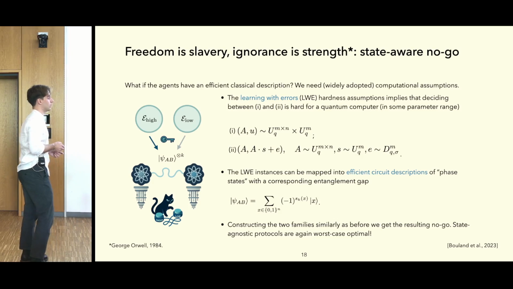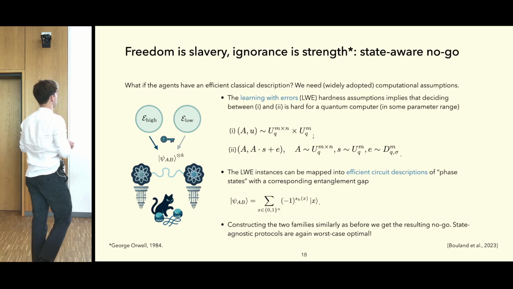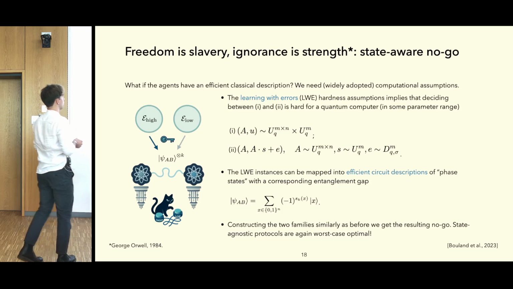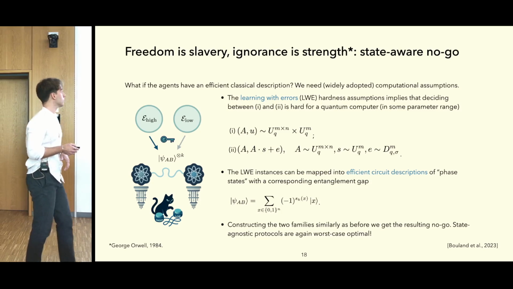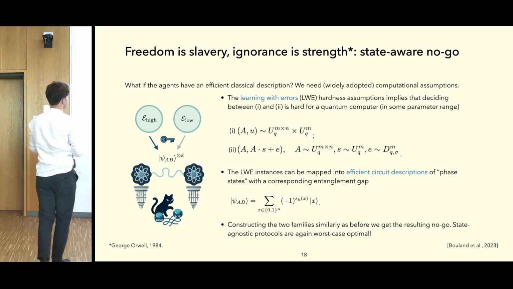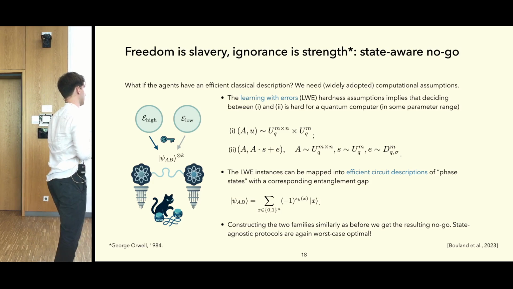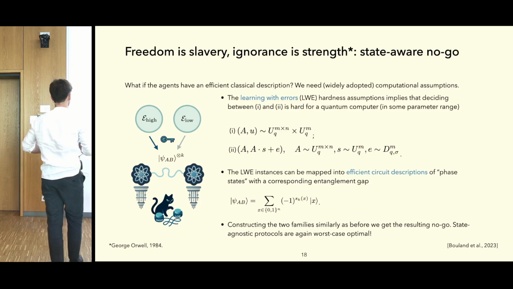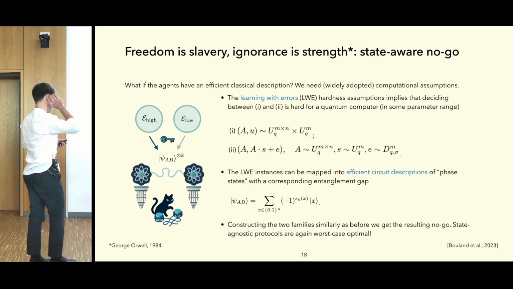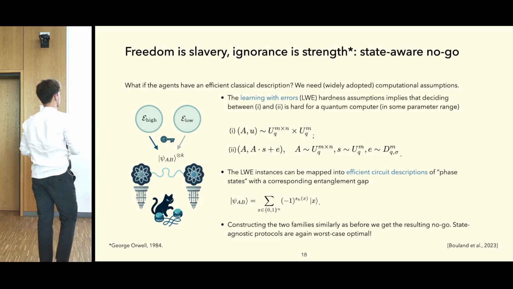So if we are given samples from these two classical distributions, we either have essentially a random matrix and a random vector sampled uniformly, or we have this random matrix and some noisy scalar product, where this noise comes from some discrete Gaussian distribution. And this LWE assumption essentially assumes that under some range of these parameters, distinguishing between these two hypotheses is computationally hard, even for a quantum computer.